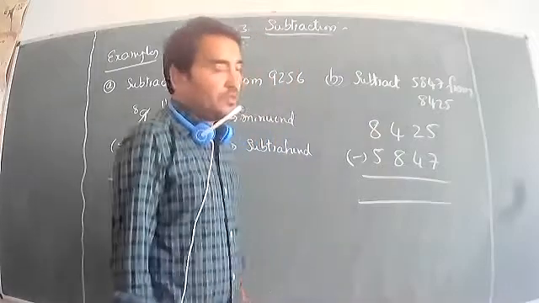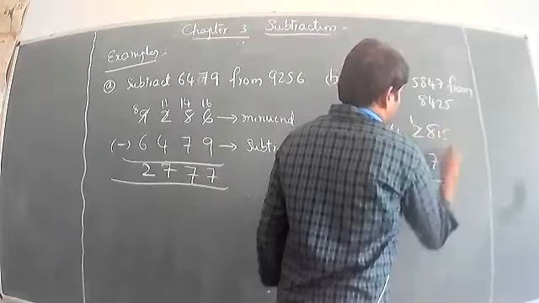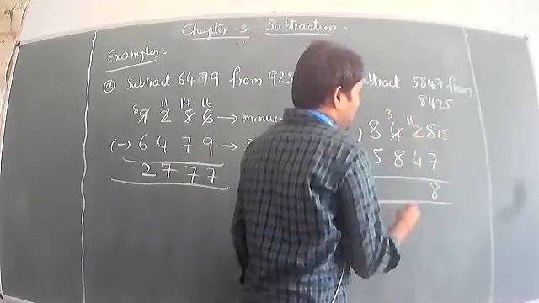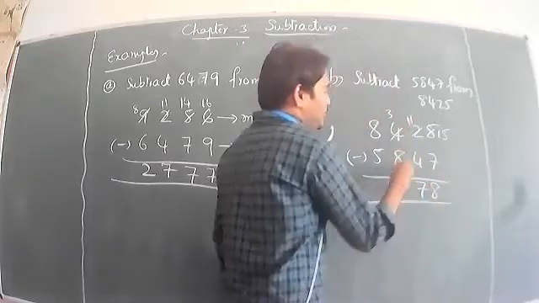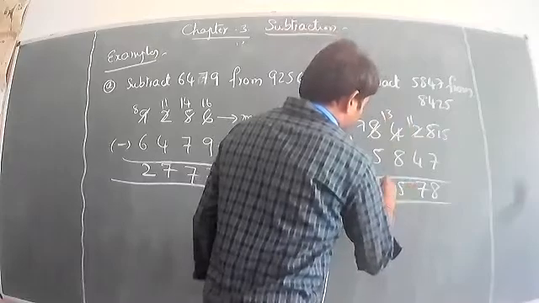Subtract. Okay. 5 is not less than 7, carry. It is 1, it is 15. 15 less 7, 8. 1 is not less than 4. Take the carry, 3. It is 11. 11 less 4, 7. 3 is not less than 8. Carry, it is 7, 13. 13 less 8, 5. 7 less 5, 2.